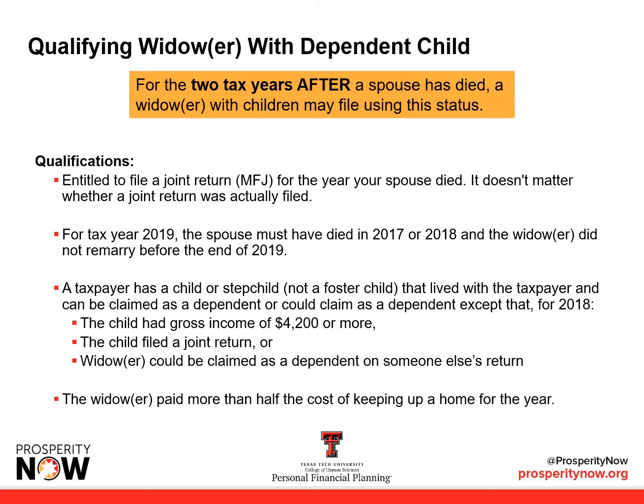The taxpayer has a child or stepchild that lived with the taxpayer and can be claimed as a dependent, or could be claimed as a dependent except for 2018, when the taxpayer had a gross income of $4,200 or more, the child filed a joint return, or the widow or widower could be claimed as a dependent on someone else's return. In addition, the final qualification is that the widow or widower paid more than half the cost of keeping up a home for the year.